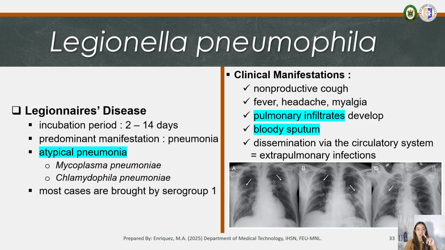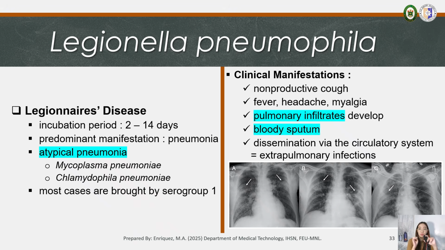So, clinical manifestations are non-productive cough, fever until the disease progresses to the development of pulmonary infiltrates with bloody sputum, which could sometimes be confused with tuberculosis. Now, what are pulmonary infiltrates? Pulmonary infiltrates are abnormal substances like pus, blood, fluid, or cells that accumulate in the lungs, making it denser than air. So, pulmonary infiltrates could be observed on a chest x-ray or other imaging test, as shown here in these examples.